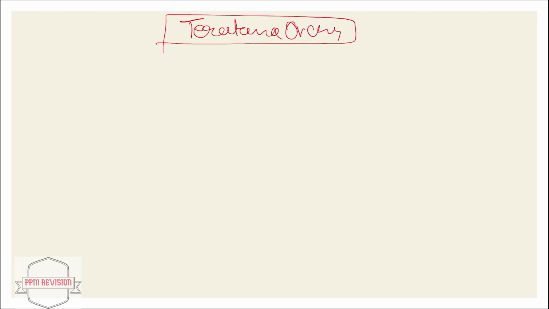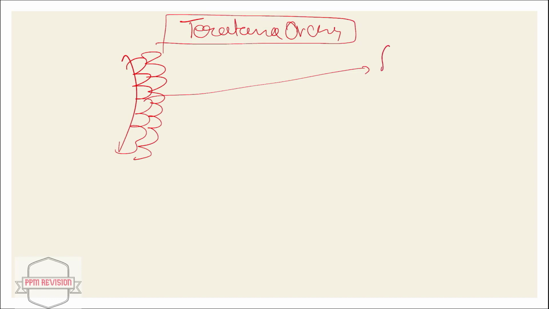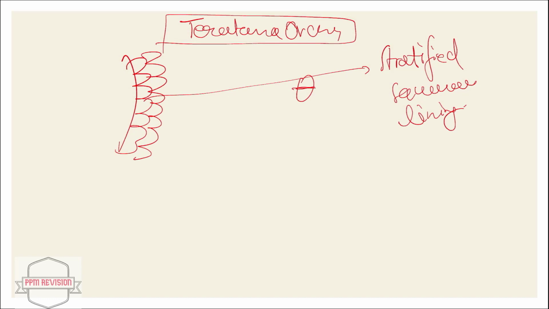So in case of the teratoma ovary, what are the structures present? We can just look at, on the side we have the stratified squamous lining. I'll be telling it again, it is nothing but the stratified squamous lining, right? And then there's also presence of cartilage. You can draw the cartilage, hyaline cartilage.